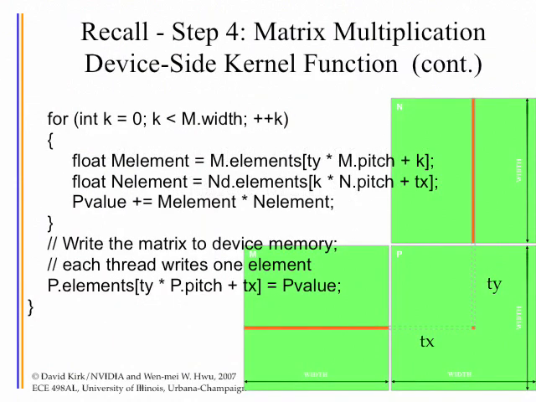Let's do a little bit of review here. Remember in step 4 of the matrix multiplication, we do the device side kernel function. In this function, we generate these kernels, and each kernel will generate one thread that calculates one element of the result array. The thread is going to be reading all these elements from the row and all these elements from the column and then doing a dot product. So that's what this simple matrix multiplication does.